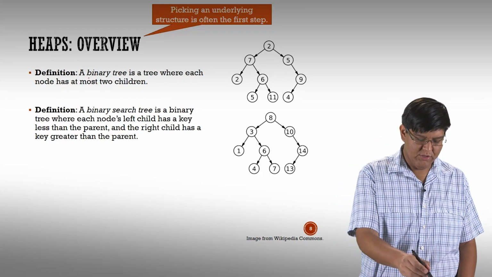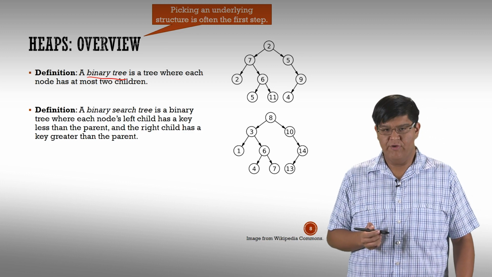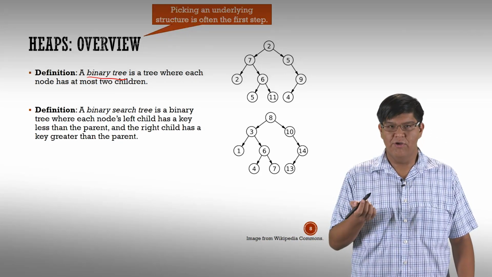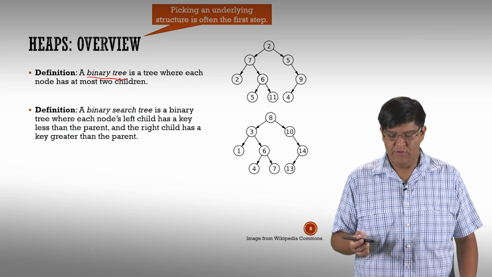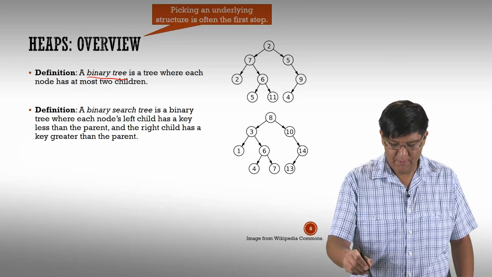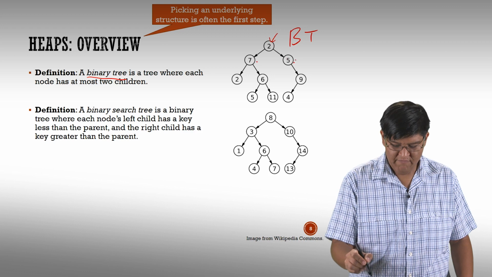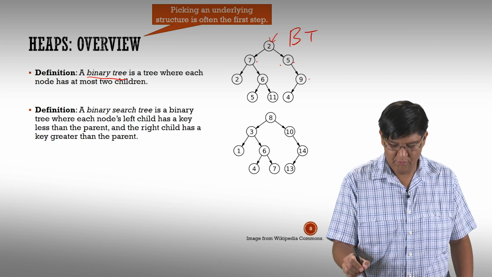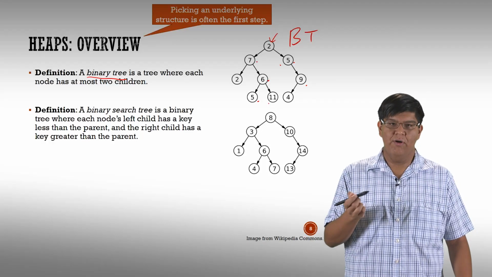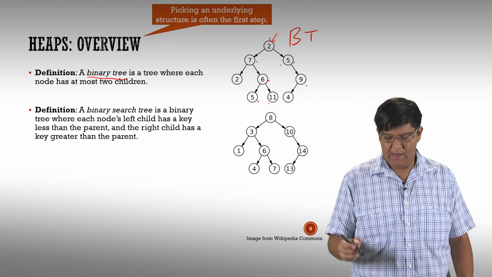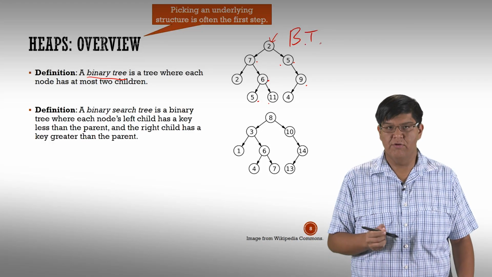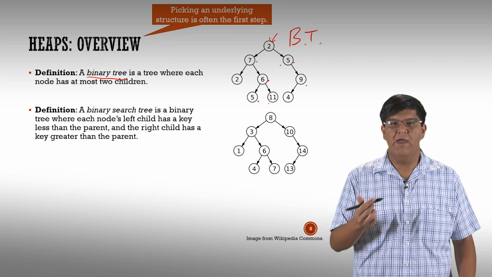The first concept is the notion of a binary tree. A binary tree is a tree where every node has at most two children. On the right-hand side here, this is a binary tree. Notice if I look at 2, which is the root, it has 2 children. If I look at 5, it has 1 child. If I look at 6, it has 2 children. Every node here has either 0, 1, or 2 children. That's what we call a binary tree: a tree where every node has at most 2 children.